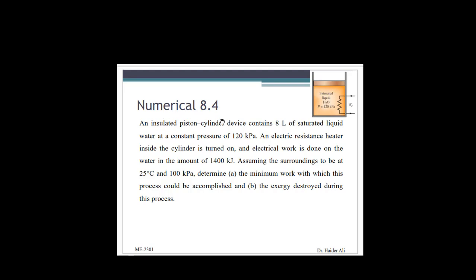An insulated piston cylinder device contains 8 liters of saturated liquid water at a constant pressure of 120 kilopascal. An electric resistance heater inside that cylinder is turned on, and electric work is done on the water in the amount of 1400 kilojoules. Assuming the surroundings to be at 25 degrees Celsius, 100 kilopascal, determine number one, the minimum work with which this process could be accomplished, and the exergy destroyed during this process.